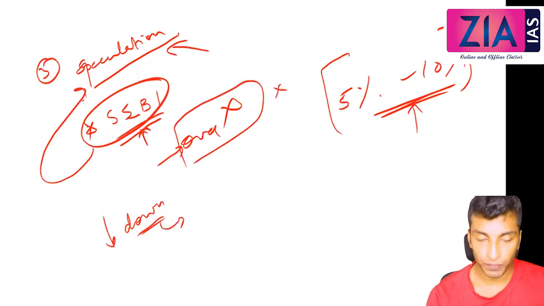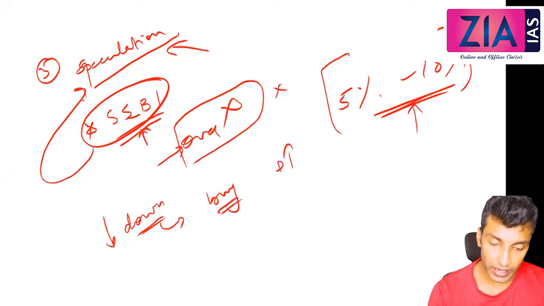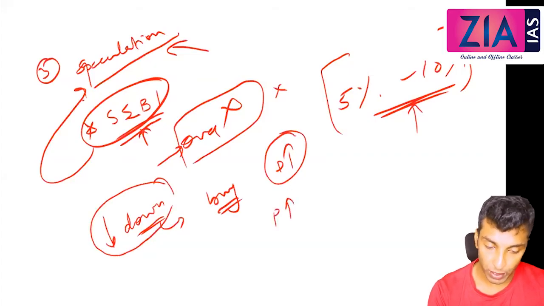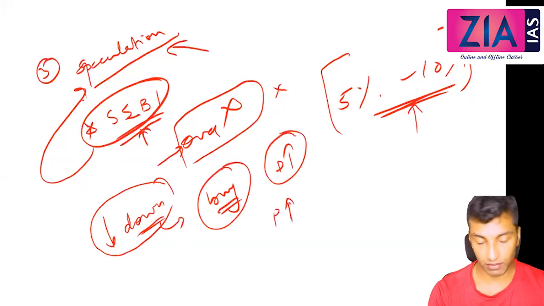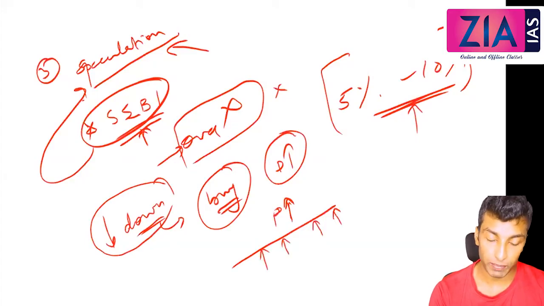What will they do? They'll buy. When they buy, what will happen? Demand will increase, right? Demand will increase means price will increase. So when the price is coming down drastically, because of speculators, the price will increase. So speculators actually will help to act as a support. So beyond a point, it won't come down. Speculators there will act as a support.